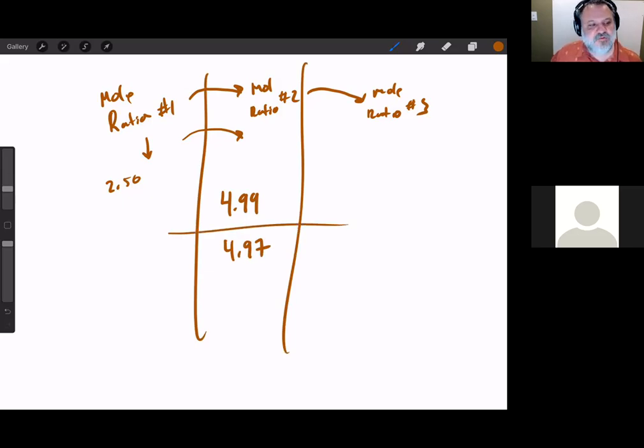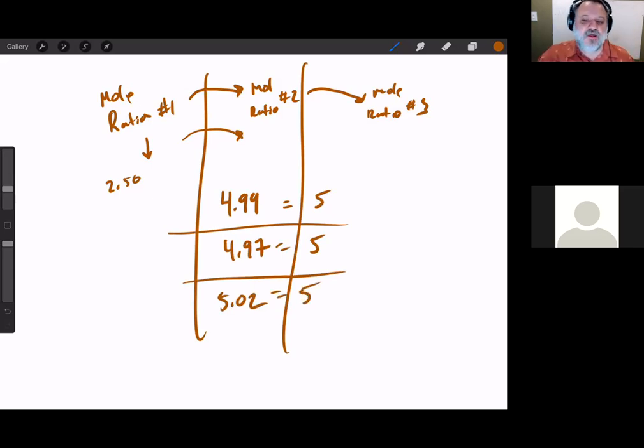Am I stuck? Did I mess up here? Really, I'm just going to call this one 5, and even this one I'll call 5. I might even get 5.02. I'm still just going to call that 5. So within a couple of 1, 2, or 3 hundredths, you're probably okay. You're probably right. You just introduce some rounding errors.